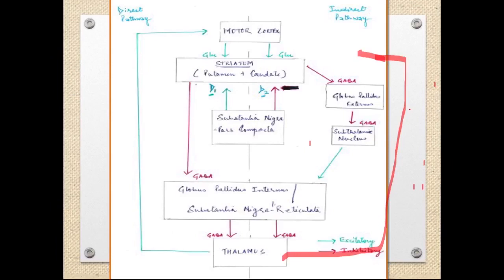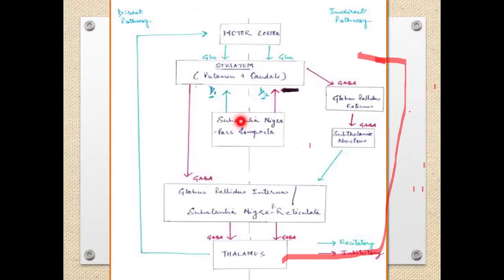If any abnormality happens within this connection within the ganglia, then depending on which pathway is getting more affected, it will either increase or decrease the activity of the movement. If the activity of movement is increased, that is called hyperkinetic movement. If it is decreased, hypokinetic movement. So depending on the pathology, there will be either hyperkinetic or hypokinetic movement.